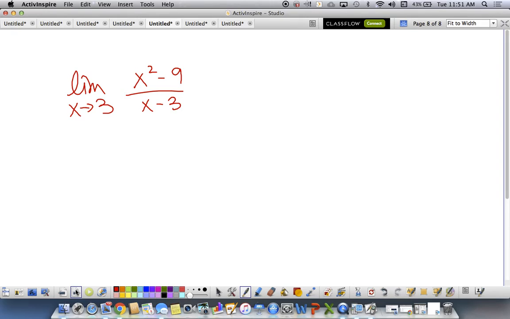It's going to be x minus 3. So we try to plug it in. When you plug it in, what happened? Well, it's 9 minus 9 over 3 minus 3. 0 divided by 0. Is 0 divided by 0 zero? Yes. No. It's 1. Anytime you have a 0 in the denominator, it's undefined.